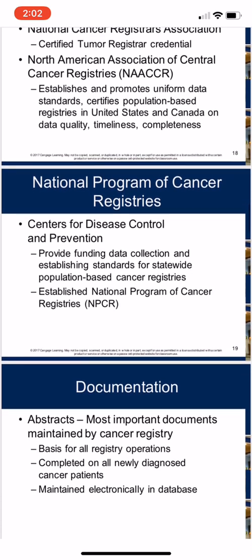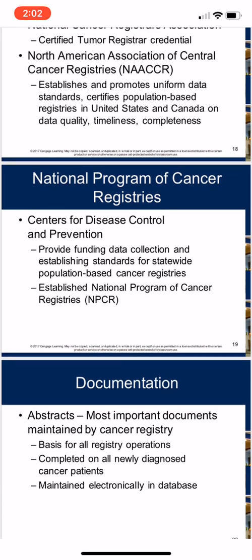All right, moving on to the National Program of Cancer Registries over on 609. In 1992, Congress passed the Cancer Registries Amendment Act, authorizing the CDC, or the Centers for Disease Control and Prevention, to provide funding to states and territories for collection of cancer data and to establish standards for this data collection process. The CDC established the National Program of Cancer Registries and began providing funds to statewide population-based cancer registries in 1994. The NPCR also established program standards and standards of data quality, timeliness, and completion.